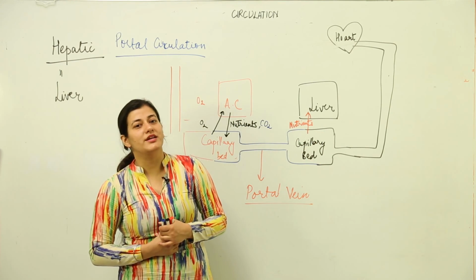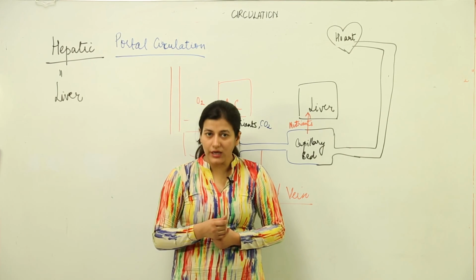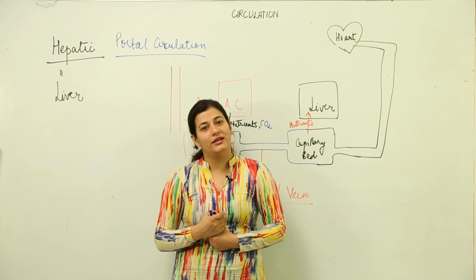So this is all about the types of circulation we have in our body. Next we are going to deal with the lymphatic system.